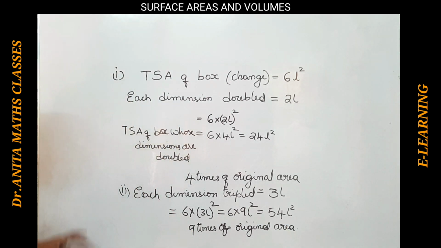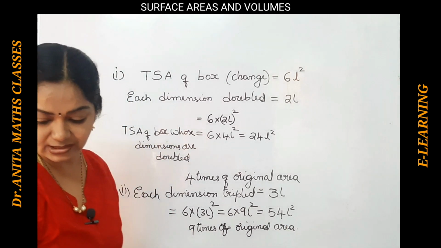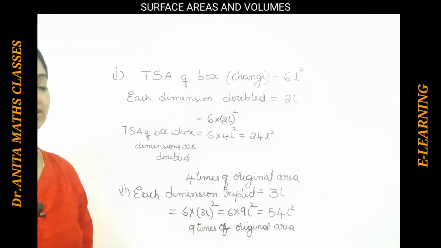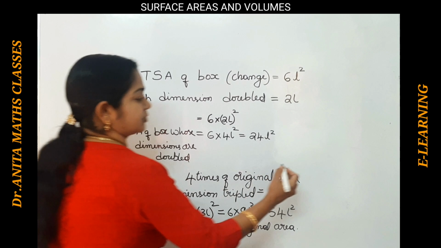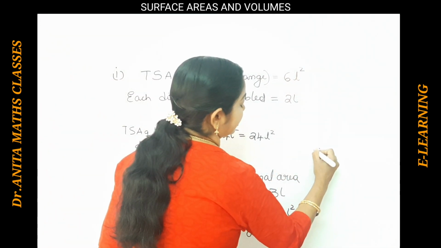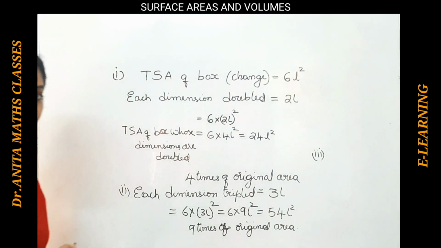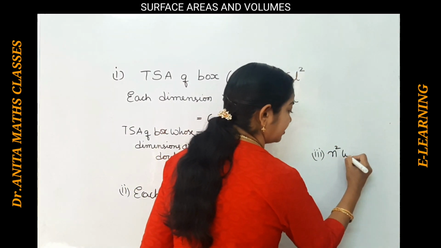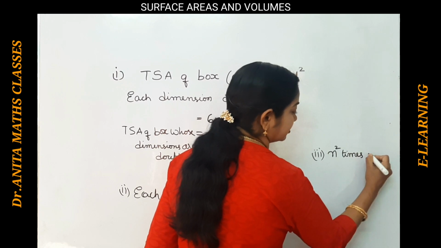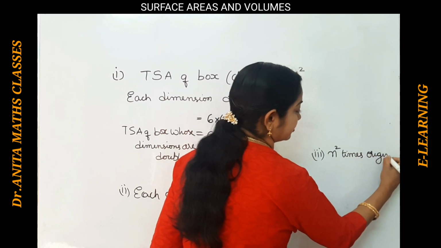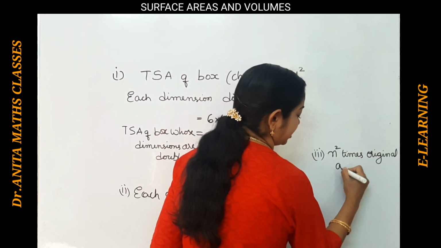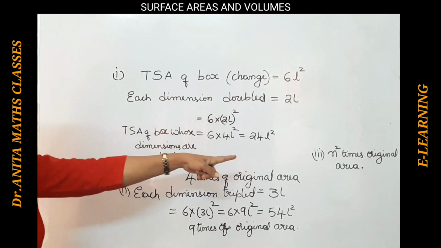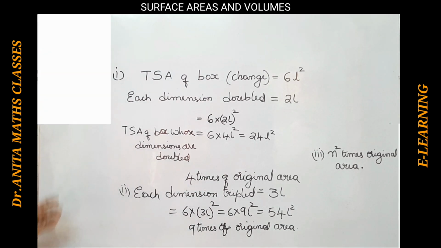And also, they asked in the end, to express in words: can you find the total surface area of the box if each dimension is raised to n times? Let us suppose that as the third part. If each dimension is raised to n times, the total surface area is n square times the original area. They have asked to just mention it in words. It's not given as a third part, but keep it as third. Please pause it and note it down.